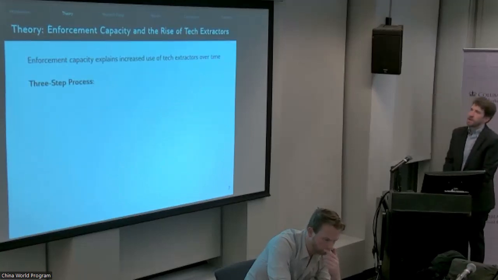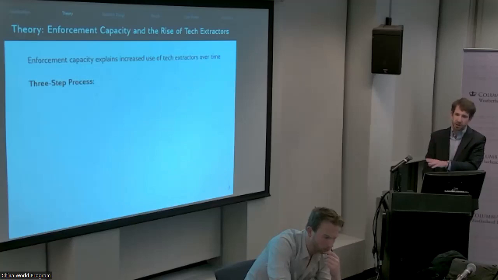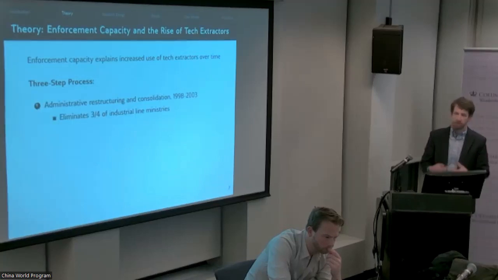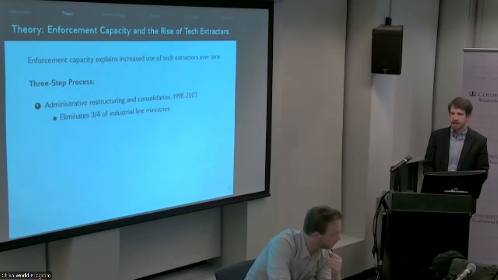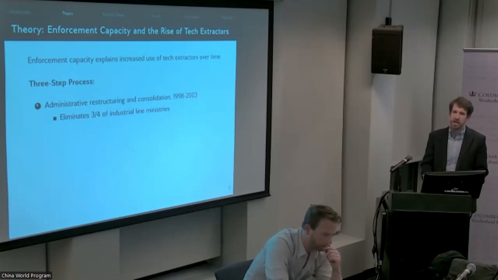So the second part of the theory then looks at the relationship between variation over time in the enforcement capacity of the central state on the one hand, and that first pattern I showed, which was the rise in the post-WTO period in China's use of technology extraction policies. And in the paper, I trace a broadly three-step process in the growth of central state enforcement capacity that begins with a series of administrative reforms and restructuring in the late 1990s and early 2000s, which have the cumulative effect of quite substantially reducing bureaucratic fragmentation, both at the top and the bottom of China's central economic policy apparatus.